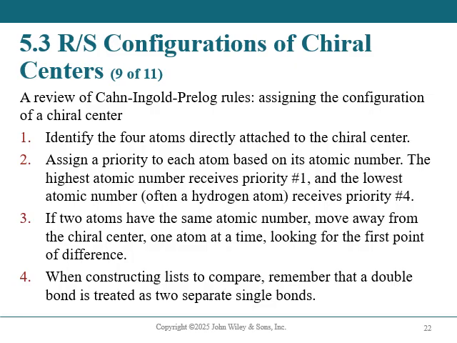Let's review. For using the Cahn-Ingold-Prelog rules, assigning R and S configuration, first we identify the 4 atoms directly attached to the chiral center. Second, we assign a priority to each atom based on its atomic number. The highest atomic number receives priority number 1, and the lowest atomic number receives priority number 4. If 2 atoms have the same atomic number, move away from the chiral center, 1 atom at a time on each side, looking for the first point of difference. When constructing lists to compare, remember that a double bond is treated as 2 separate single bonds.